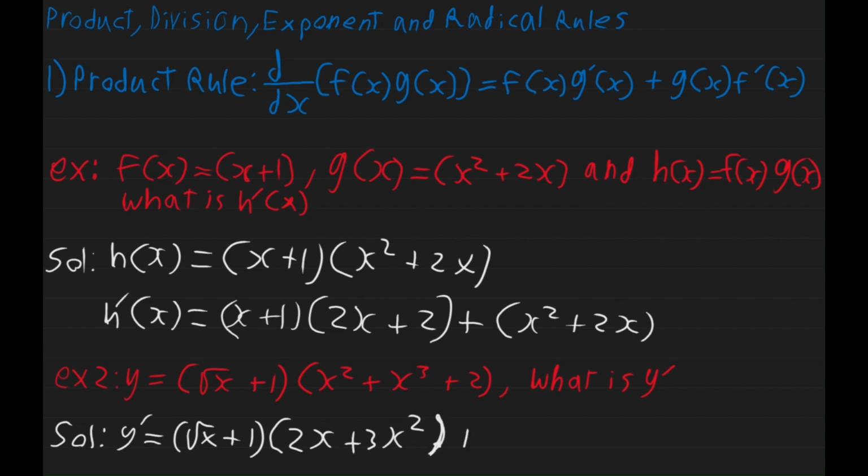plus x power 2 plus x power 3 plus 2. You apply the second function, multiply it by the derivative of the first function. Here it's a root, which is just 1 over 2 root x that I said the lecture before this. And 1 is just 0, so I don't have to write it.